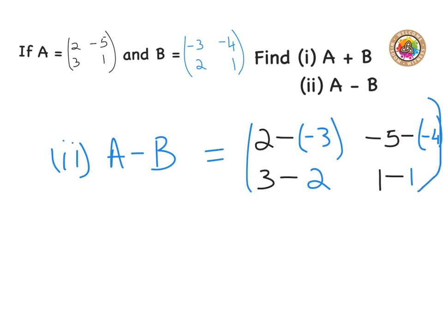Now, just very quickly, I go back and I see here I have minus by minus, so I know that that becomes a plus. Here also I have minus by minus, which becomes a plus. And then tidying that up, 2 plus 3 is going to be 5. 3 minus 2, well, that's 1. Minus 5 plus 4 is minus 1. And 1 minus 1 is 0. And that's our answer.